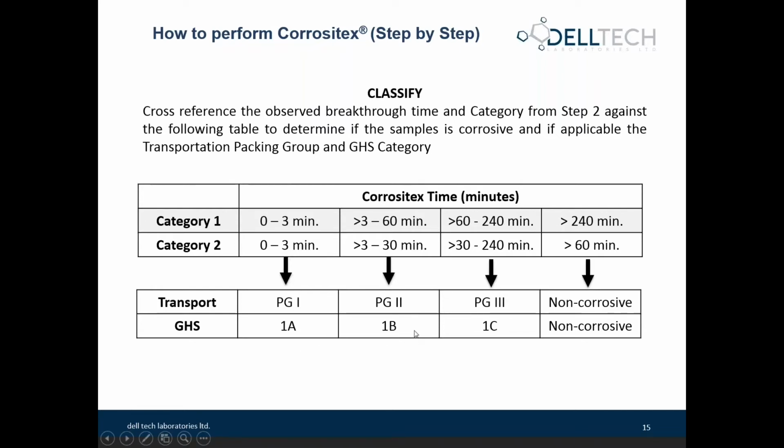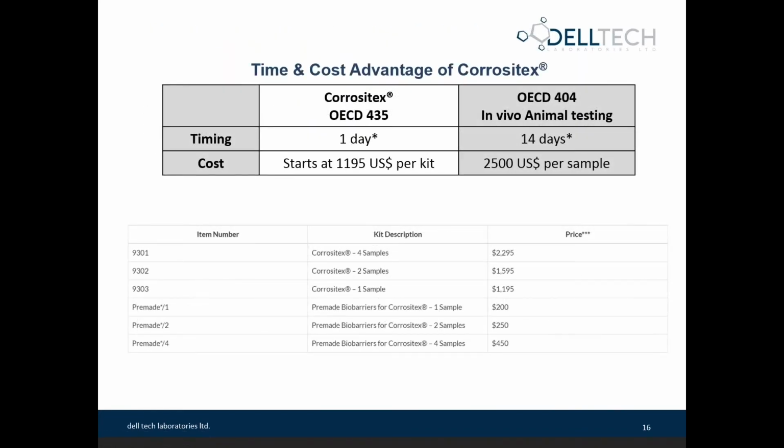In this case, that sample we just showed broke through at about 4.5 minutes. So that makes the product a Class A PG2 or GHS corrosive 1B. Part of the advantage of Corrositex is that you could conceivably get the testing done within 1 working day.